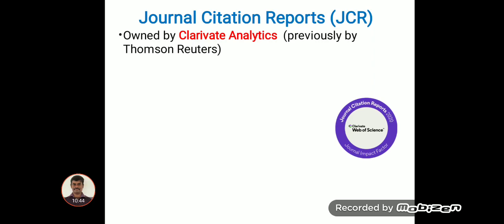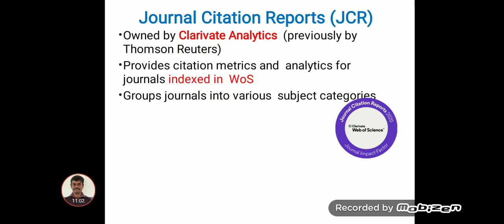Now we'll see about the Journal Citation Reports. This Journal Citation Reports is owned by Clarivate Analytics. Previously it was with Thomson Reuters. Now it has come to Clarivate Analytics. They publish this Journal Citation Reports. It provides citation metrics and analytics for journals indexed in Web of Science. So Journal Citation Reports is pertaining to journals indexed in Web of Science.